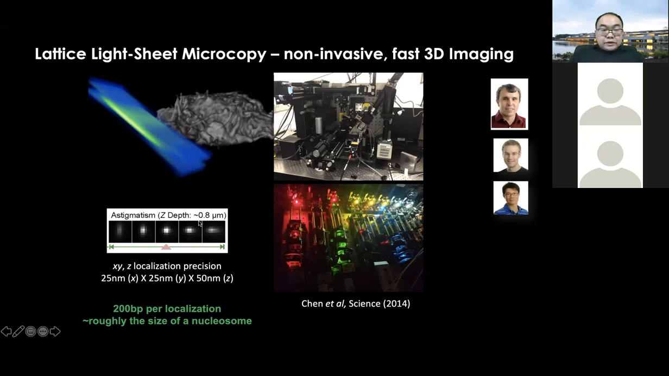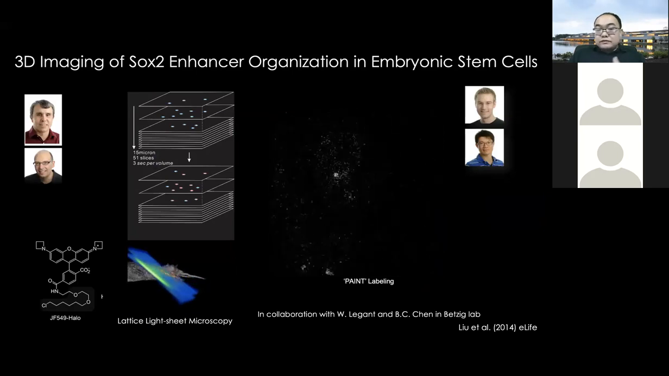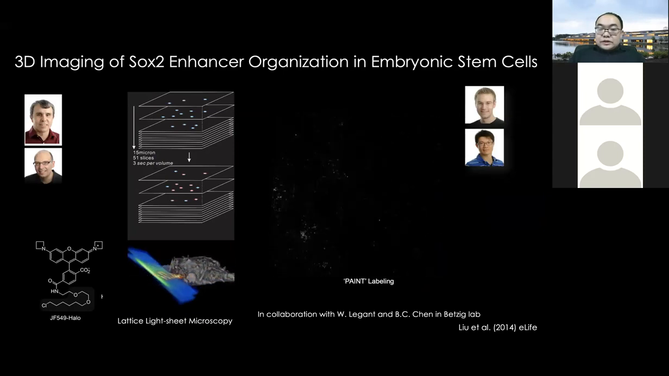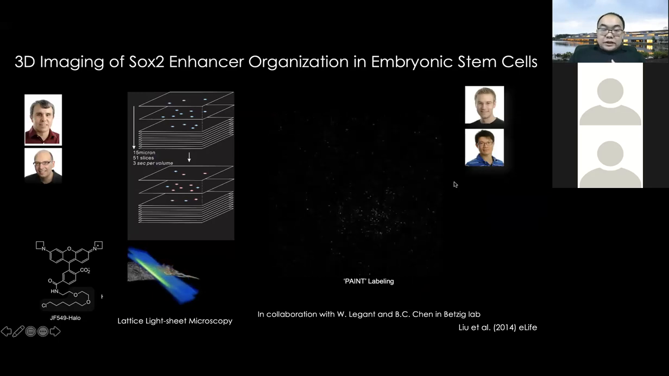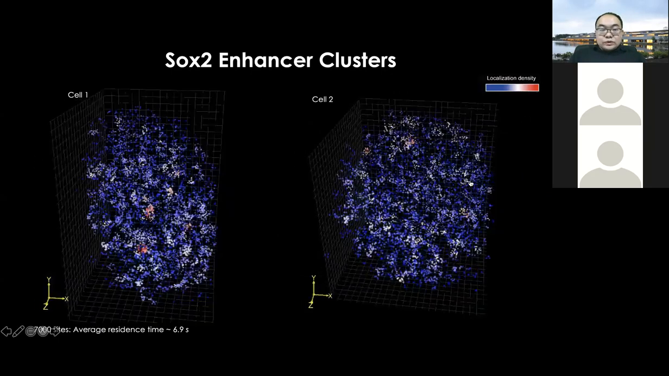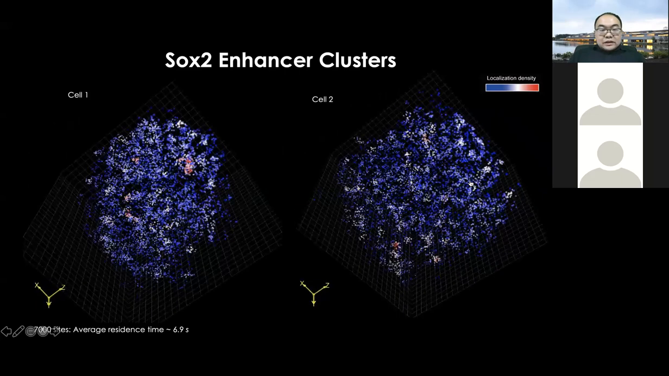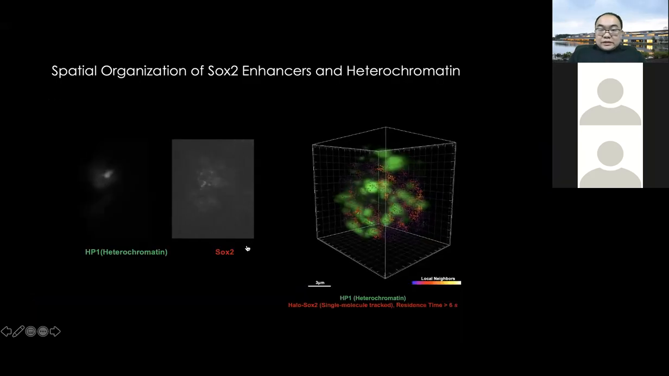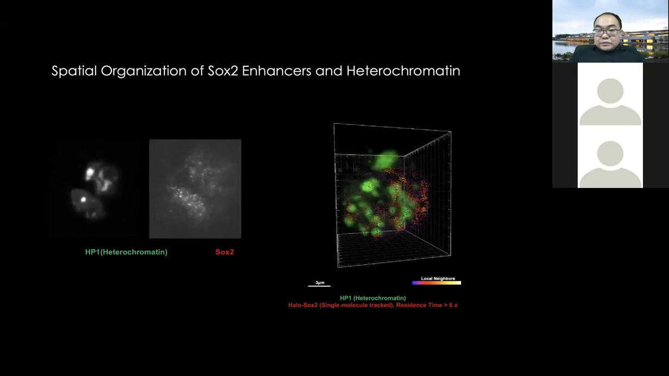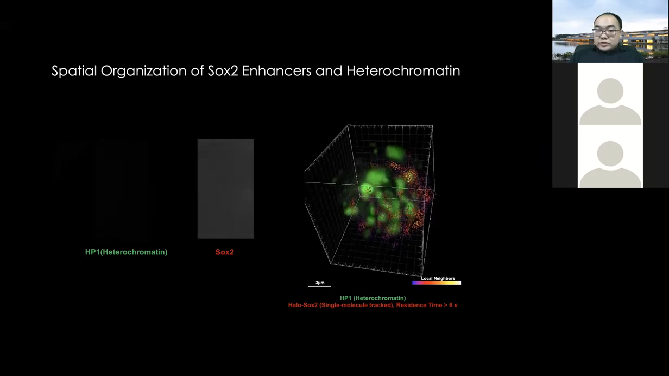So with this technique, we first developed a strategy that allows us to systematically map where transcription factor stable binding events occur in 3D space inside live cells. And what we found, very interestingly, is that these SOX2 transcription factor stable binding sites form high density clusters inside the nucleus, which we call enhancer clusters. These enhancer clusters are spatially segregated from heterochromatin, which suggests that they are labeling some accessible chromatin structures in the cell.